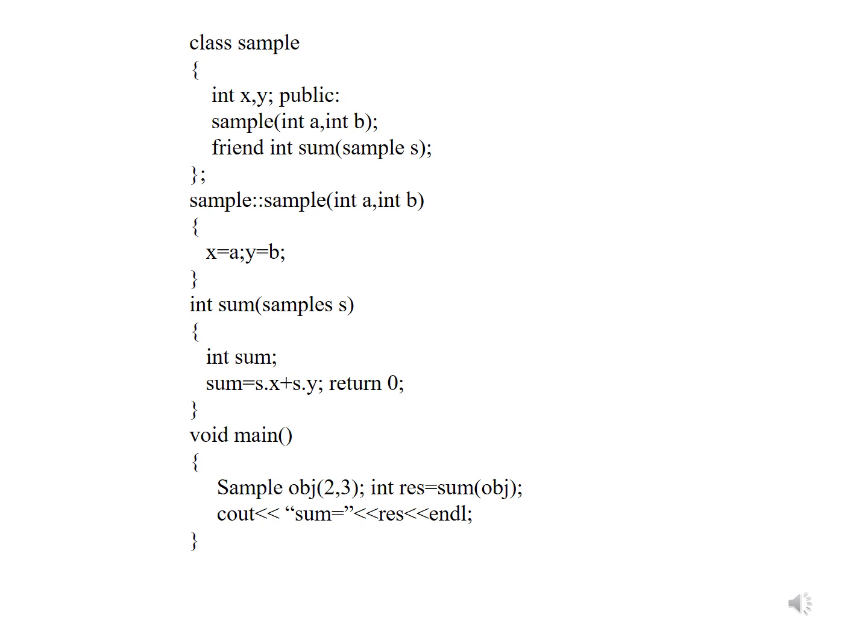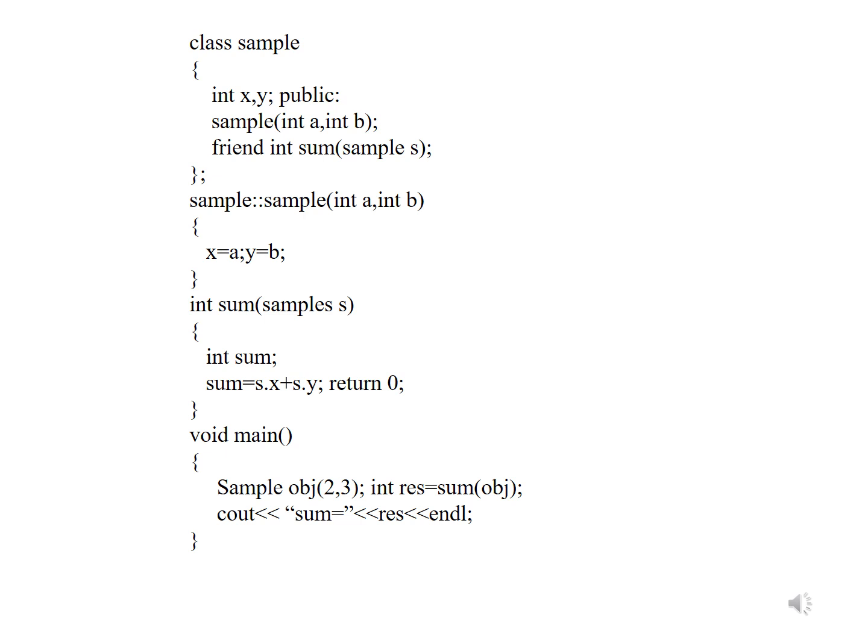Then sample scope resolution sample of integer a comma integer b, open bracket, x equal to a, y equal to b, close the bracket. Integer sum of sample s, open the bracket, integer sum is equal to s dot x plus s dot y, return 0. Then void main, open the bracket, sample object 2 comma 3, integer res is equal to sum of object. Cout sum is equal to res, end line, close the main function.